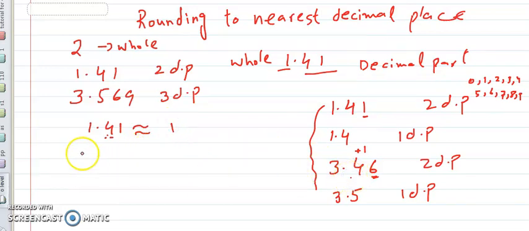Now for example, if I have 3.46 and we have to round this to the nearest whole number, what we need to do is look at the first decimal place. The first decimal place is 4, which is from 0, 1, 2, 3, 4, so there will be no change in the whole part. So it is going to be 3. And so on. In this way it will continue.